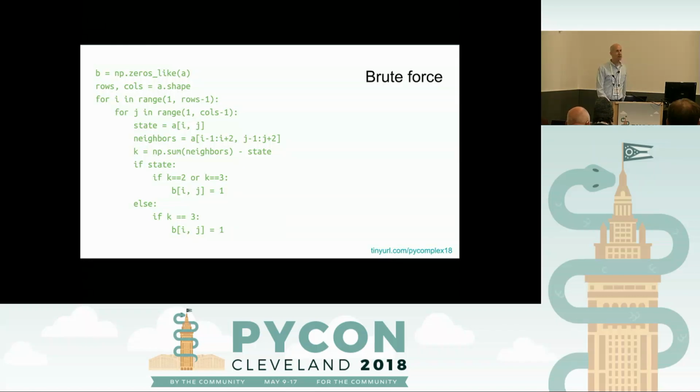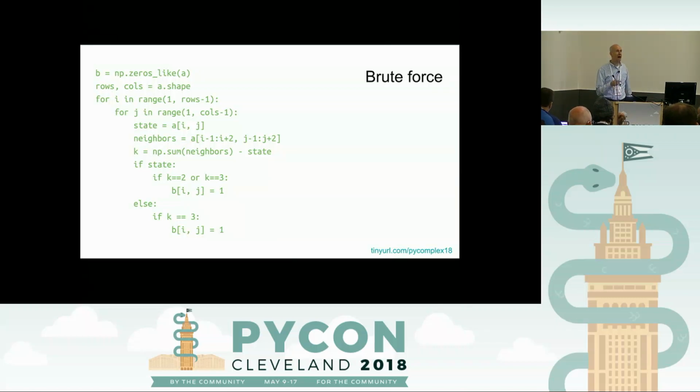So here's a pure Python version of adding up the neighbors and applying the Game of Life rules. I'm going to loop through all the rows i and all the columns j. And for each cell ij, I'm going to use a Python slice to get the neighborhood, the 9 cells that make up the whole neighborhood. And then I'm using np.sum to add up the neighbors. Then I have to subtract off the middle one, because I don't want to include myself. I just want the 8 neighbors.